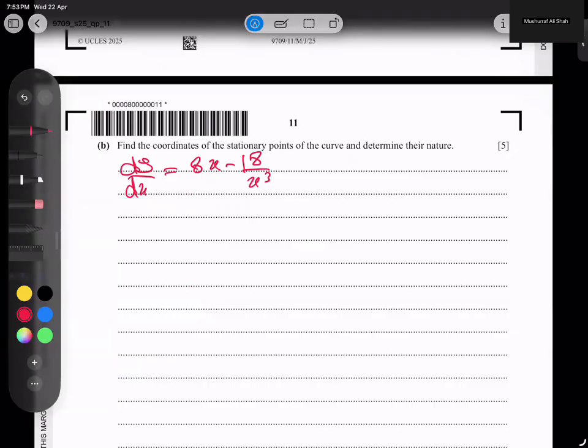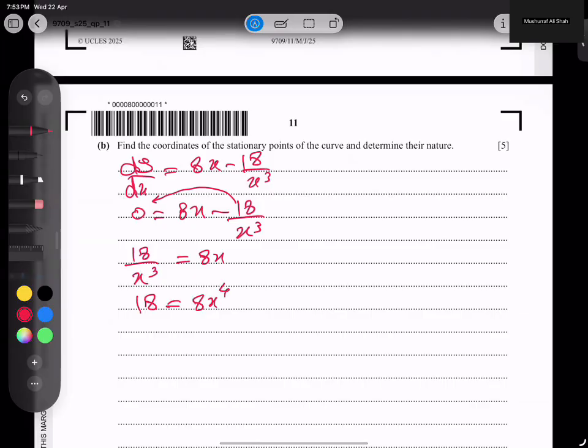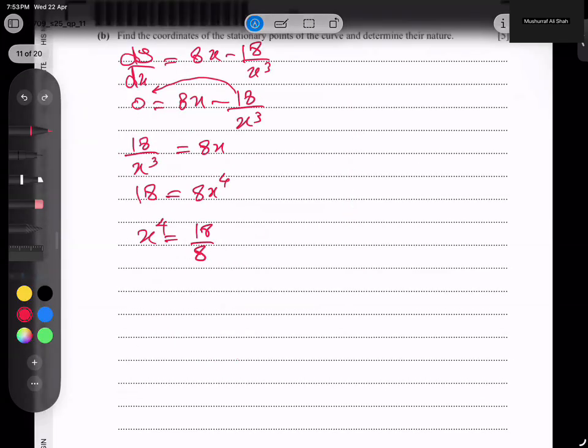Stationary points. I will put the derivative equal to 0, which is very clear. And when I put it equal to 0, I have to find x. So this value I'll bring to the other side. Cross multiply: 18 equals 8 x to the power 4. And now students, this 8 comes down, so x to the power 4 equals 18 over 8. So I can say 2 nines and 2 fours. Let me check again. Okay. All right. So when power 4 goes there, for information, I'm writing an extra part here.